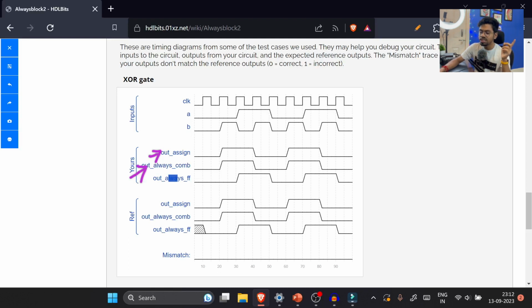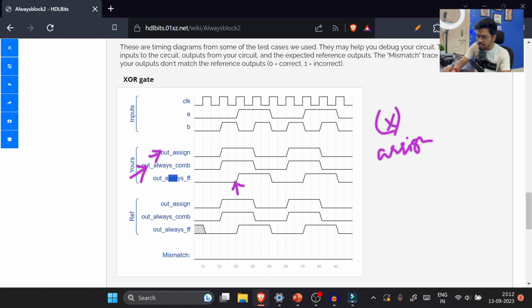In the last class we said the star always block and the assign statement are both the same, we just use the always block to get richer statements like case, if else, those things. But here we are not using those things, so that means both are the same. And see, your answer is also the same, but for this one we are getting the answer after a delay. Now the question is why we are getting it after a delay.